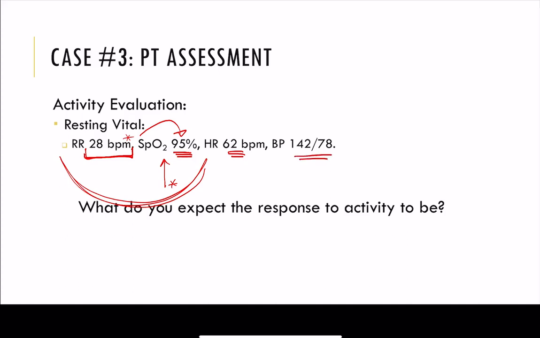BP 142/78. So he's a little hypertensious. Hypertensious? That sounds funny. Has a little bit of hypertension. You guys, I'm cracking myself up all alone in my office. Oh, I miss real students. Okay. He's a little hypertensive.